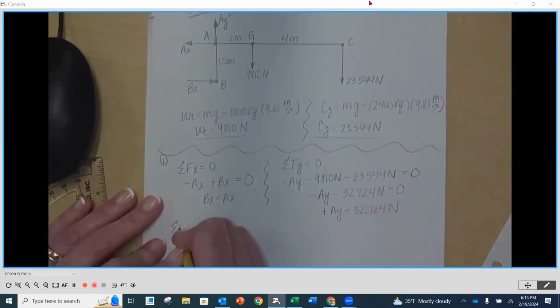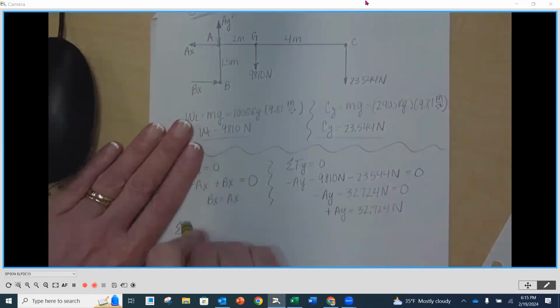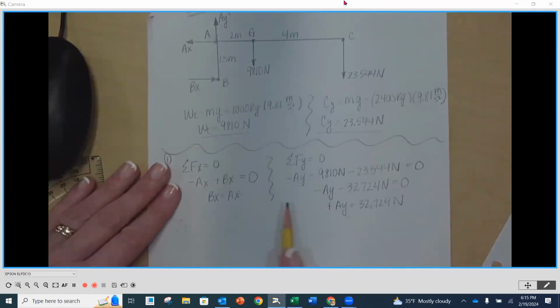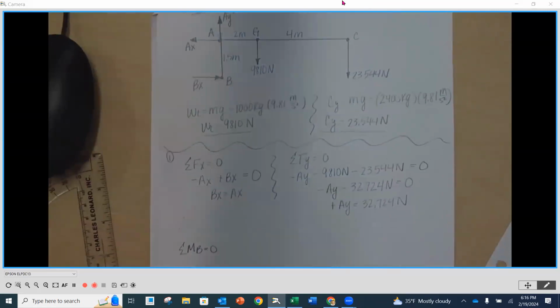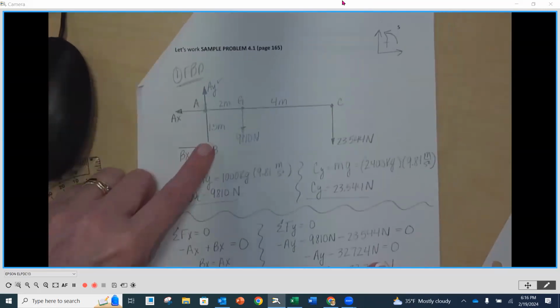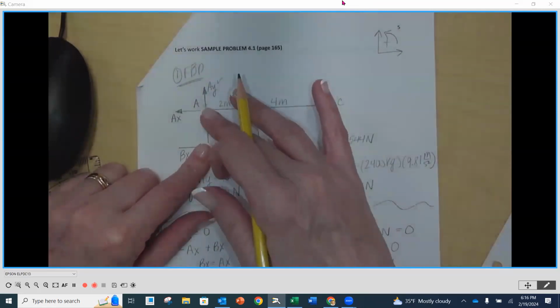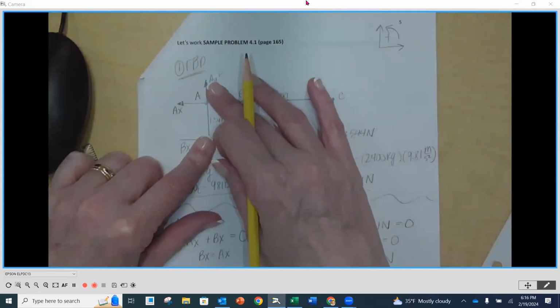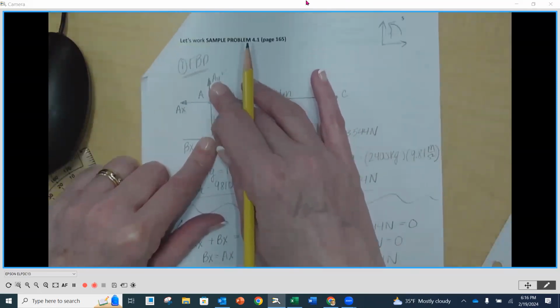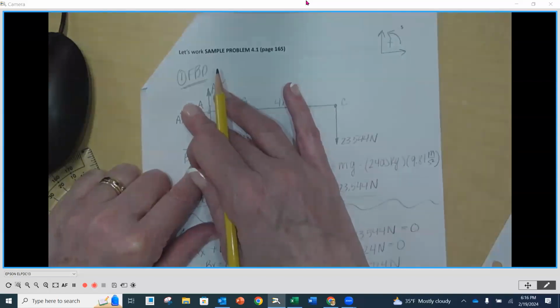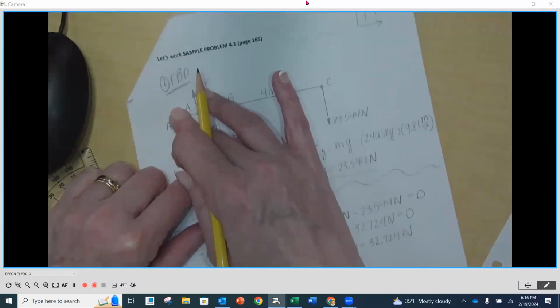So I'm going to sum my moments around, actually, I'm going to leave a little bit of room here so that we can add a little bit. So I'm going to go down a little bit further. Sum my moments around B equal to 0. I'm going to put my finger on B and move my way around. I'm going to go straight up to A and I notice that I have AY. AY is going to pull on the point.